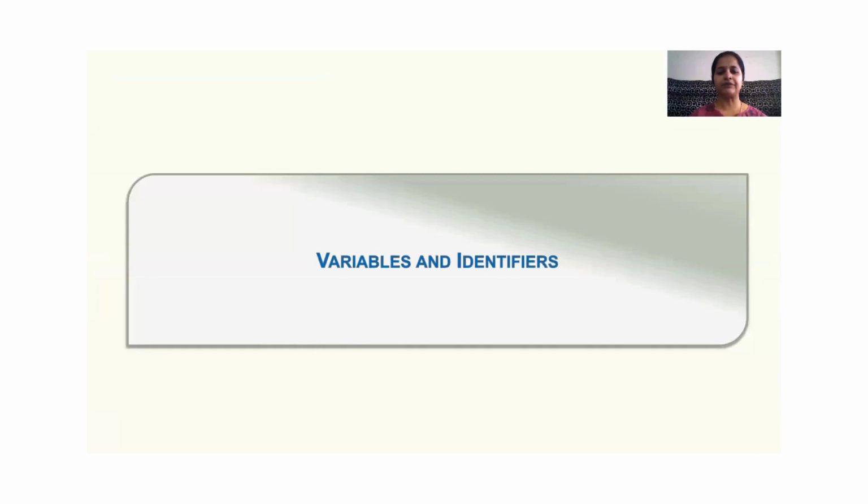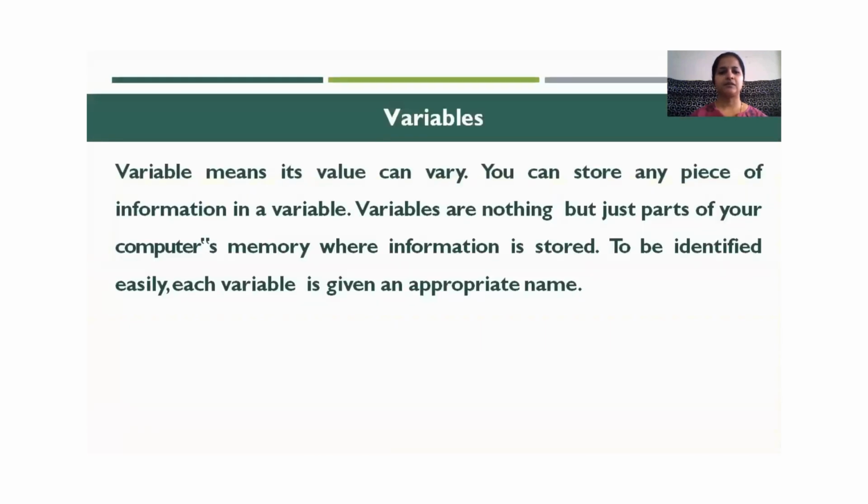We will talk about the variables and identifiers, and comments. Okay, variables. Variable means its value can vary. You can store any piece of information in a variable. Variables are nothing but just part of your computer's memory where information is stored. To be identified easily, each variable is given an appropriate name.